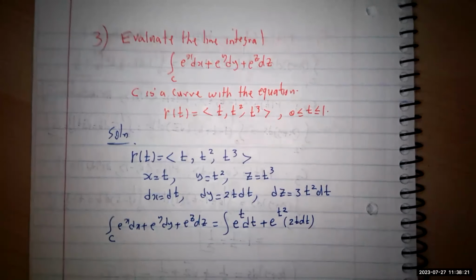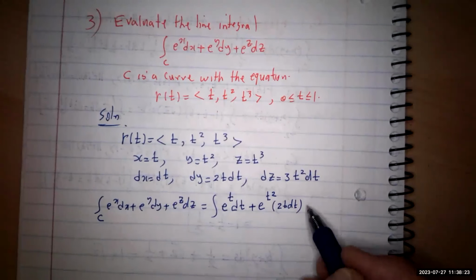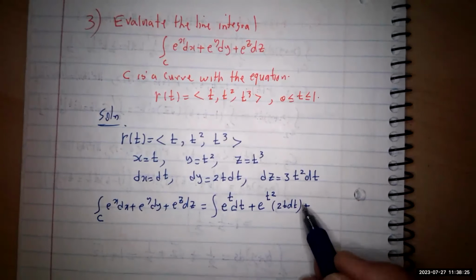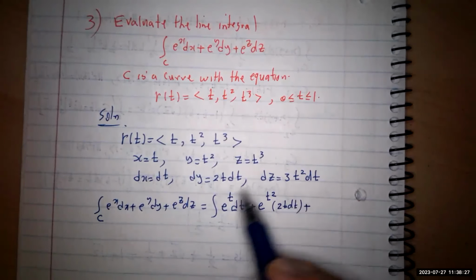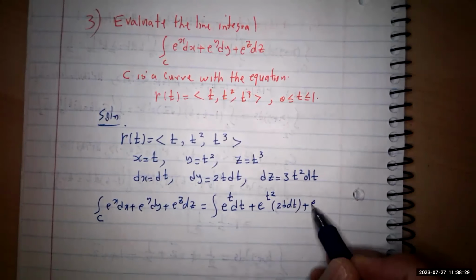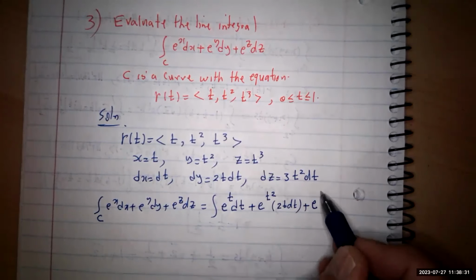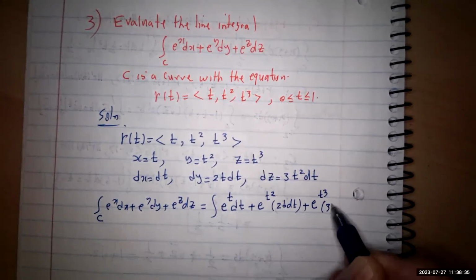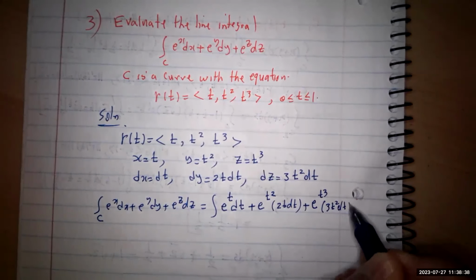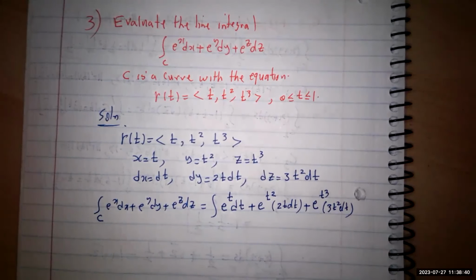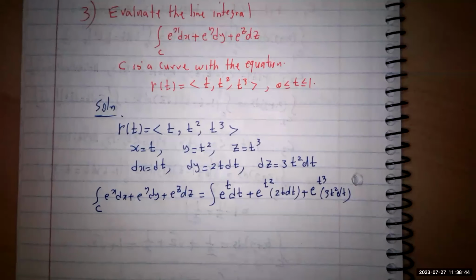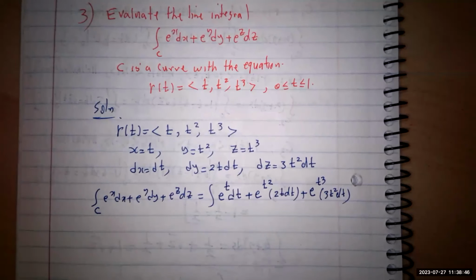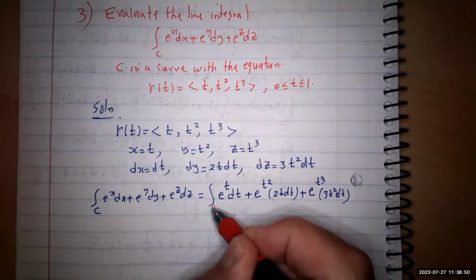Nice for the integration. Plus e to the z. z is t cubed. t cubed times dz, 3t squared dt. You see? Nicely, all the differentials are available, so we can integrate right away. Of course, this is going to be an integral where t is between 0 and 1.